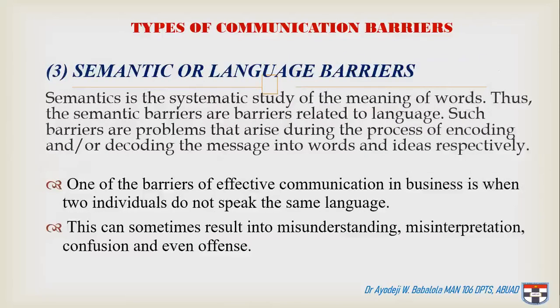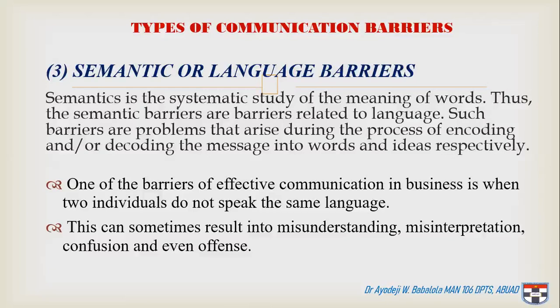Okay, the third category of communication barriers are semantic or language barriers. When we talk about semantics, we're talking about the systematic study of the meaning of words. Semantics is about the meaning of words. In other words, what each word means. And you know that sometimes we have words that have more than one meaning. So in this way, semantic barriers, which are barriers related to language, will constitute communication barriers.